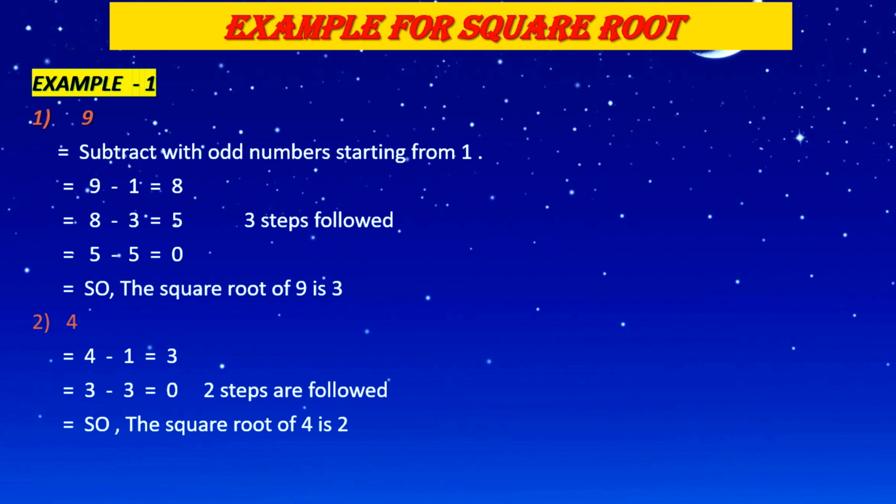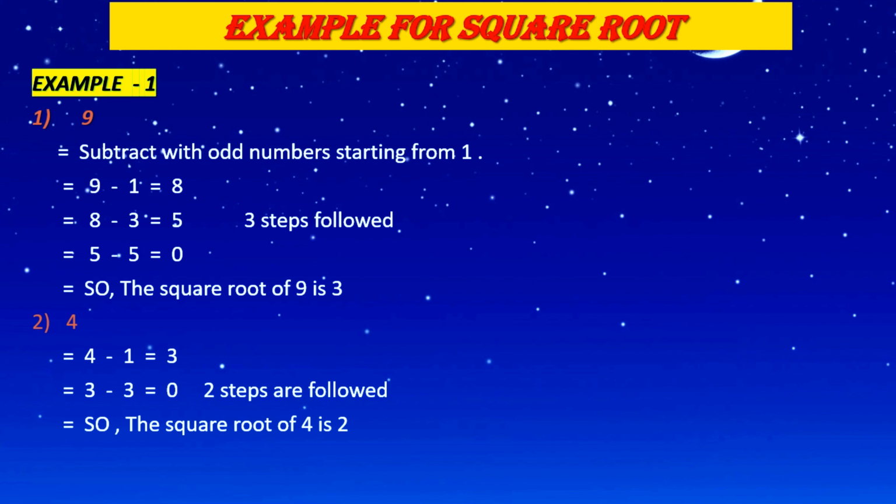This 8 I will take as a repeated subtraction here, down. 8 minus 3, that is 5. And this 5 I will take down for repeated subtraction. 5 minus 5, that is 0. Till we get 0, we should subtract only odd numbers.